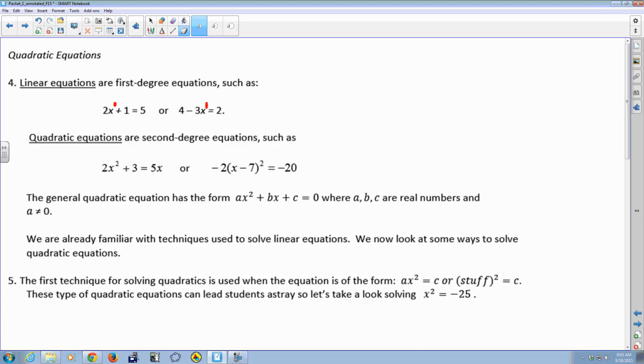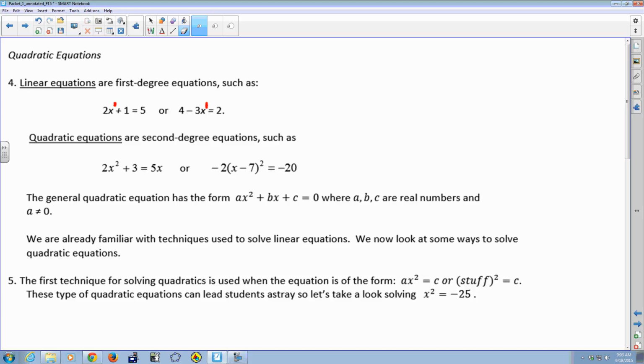So we call quadratic equations second degree equations. Here are some examples of quadratic equations. The general quadratic form for an equation is what we call the general form. Neither of these equations has been put into this form. What we do with quadratic equations is put all of the terms on one side of the equation and set the other side equal to 0.